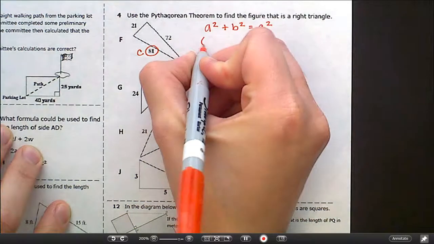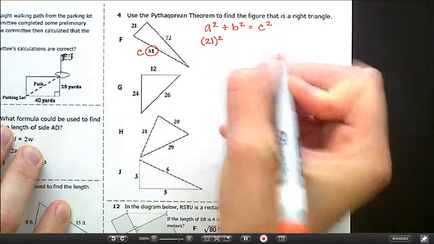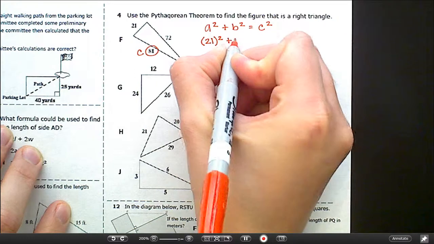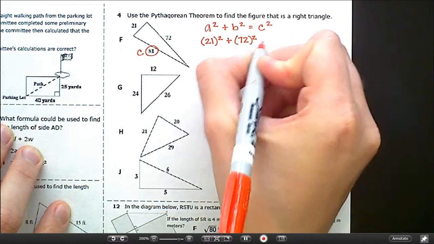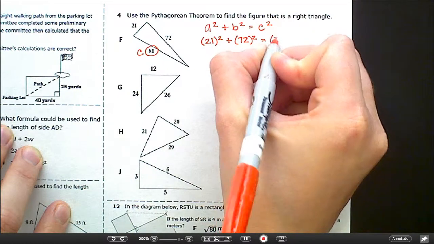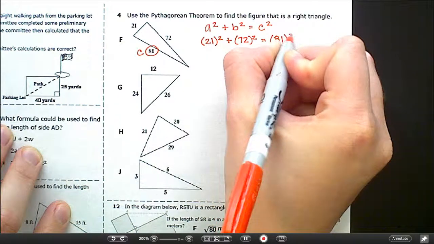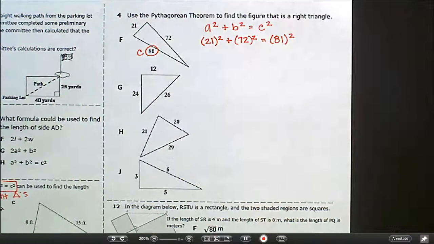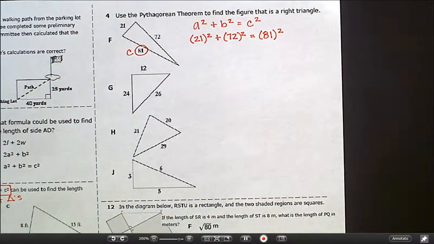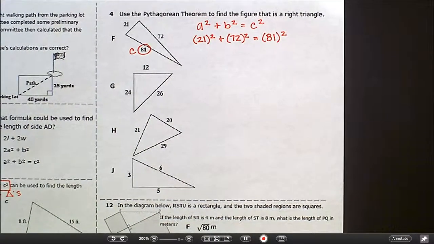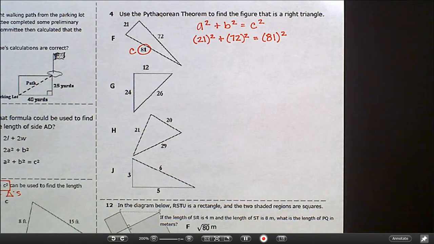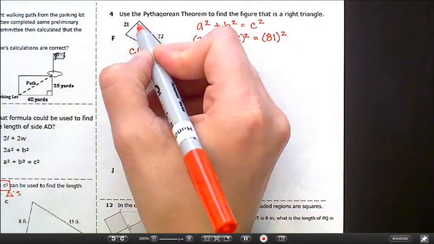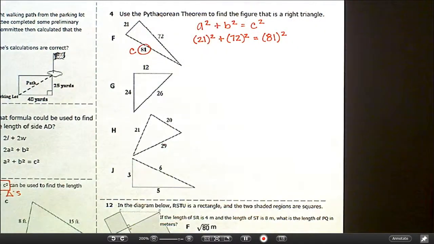So I'll say 21 squared plus 72 squared equals 81 squared. So all we did here is plug in our numbers, and we had to make sure that C is the longest side. So basically, maybe this is a right angle, maybe it's not. We're testing that.